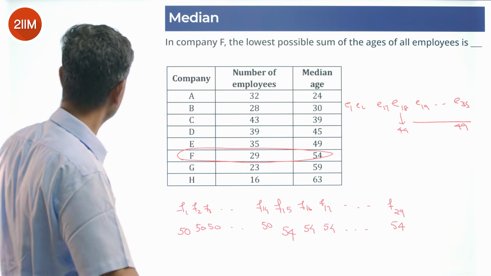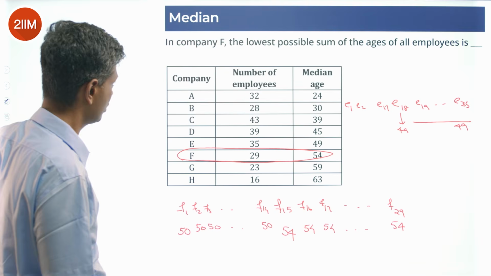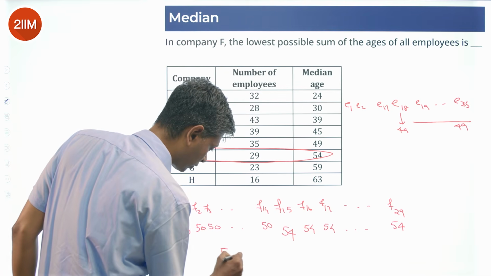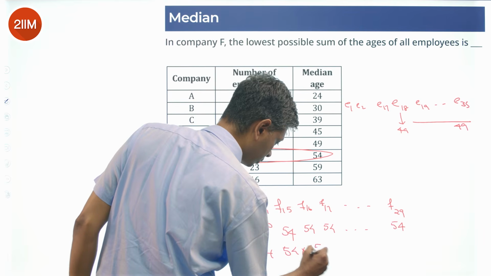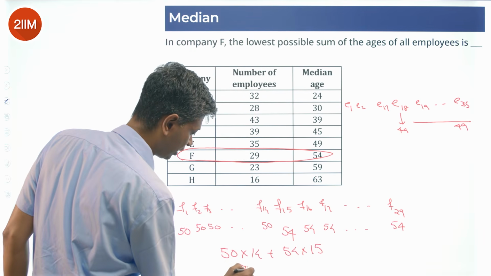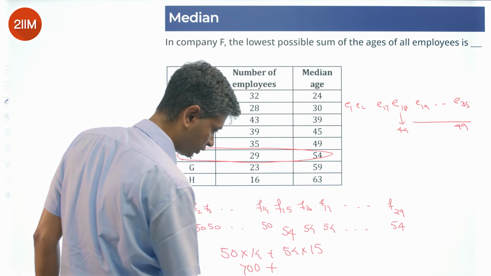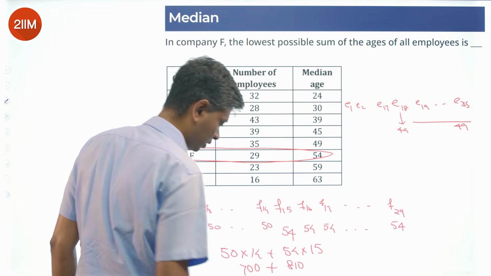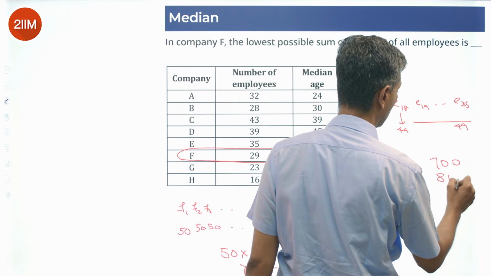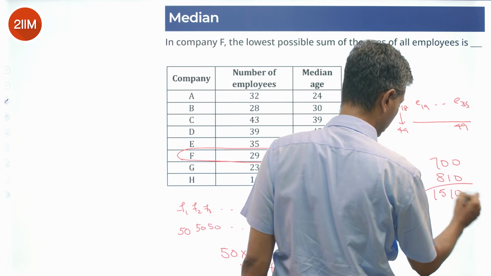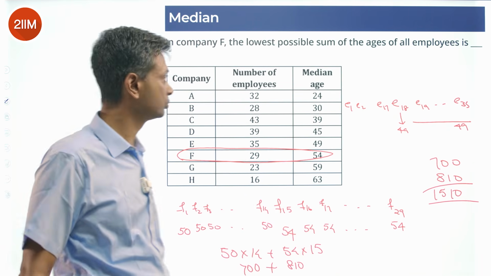So the smallest possible sum of all the ages is 50 into 14 plus 54 into 15. 50 into 14 is 700. 54 into 15 is 810. 700 plus 810 is 1510. Done. Through.